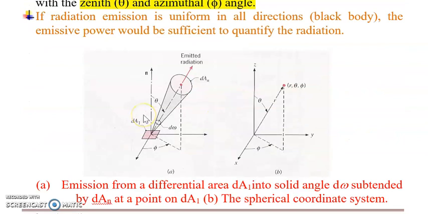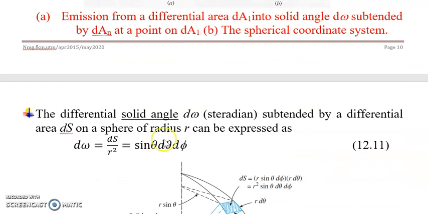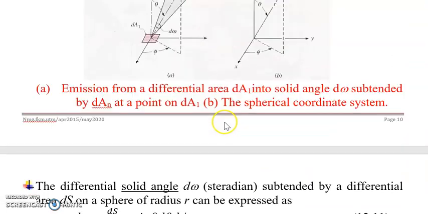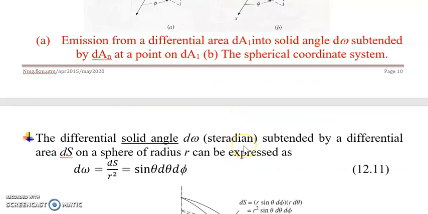We look at the schematic figure here. So we have an emission from a differential area dA1 into a solid angle d omega subtended by dAn at the point dA1 here. This is the spherical coordinate system, so you have to understand this is the zenith angle, this is the azimuthal angle. The differential solid angle d omega has units of steradian. Pi in engineering is radian. Solid angle is in steradian.